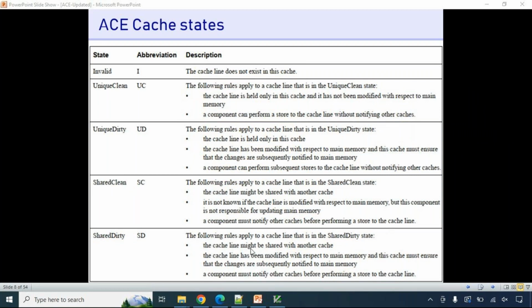Now, what about shared dirty? The cache line might be shared with another cache. The cache line has been modified with respect to the main memory, and this cache must ensure that the changes are subsequently notified to the main memory. Whichever cache line is in dirty state, it is the responsibility of that cache to update the main memory. You will see the same thing in dirty here. This is the one which is responsible for updating the main memory. Next, notify other caches before performing a store to the cache line.